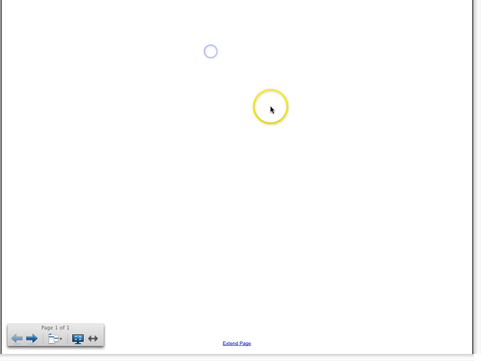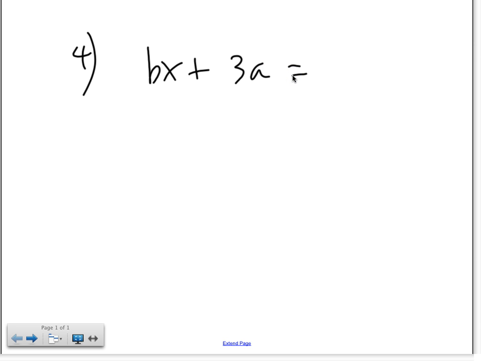Take a look at number 4. Here's the fourth scenario. The fourth scenario involves the variable that you want to solve for living on both sides, or maybe you have multiple variables at the same time. So for example, I have bx plus 3a equals wz minus cx.